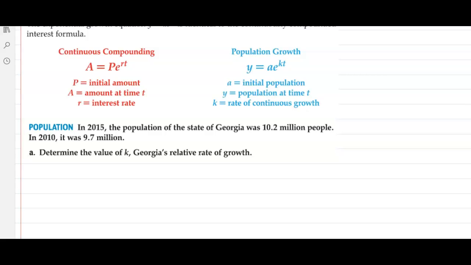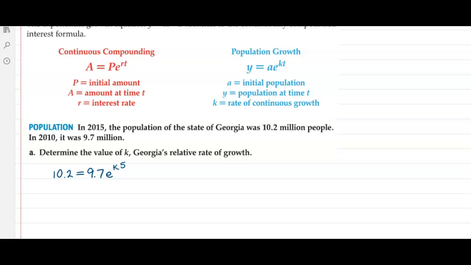In 2015, the population was 10.2 million people. In 2010, it was 9.7. So we are growing. We started with 9.7 million, but we end with 10.2 million people. So we need to multiply this by e to the kt. How many years have passed in between here? Well, that answer is 5 years.